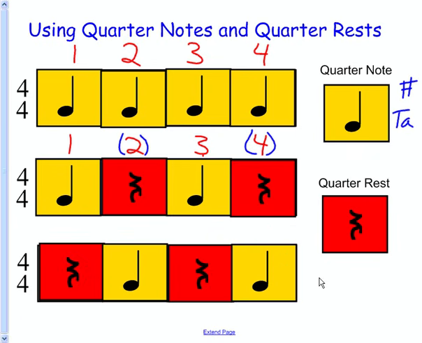Okay, so let's look at this one. We still have 1, 2, 3, and 4. But this time we're not going to say 1 or 3. So here's our steady beat. So it sounds like this. 2, 4. Here it is again. 2, 4. Or if you want to use ta, ta, ta. Both of those are acceptable.